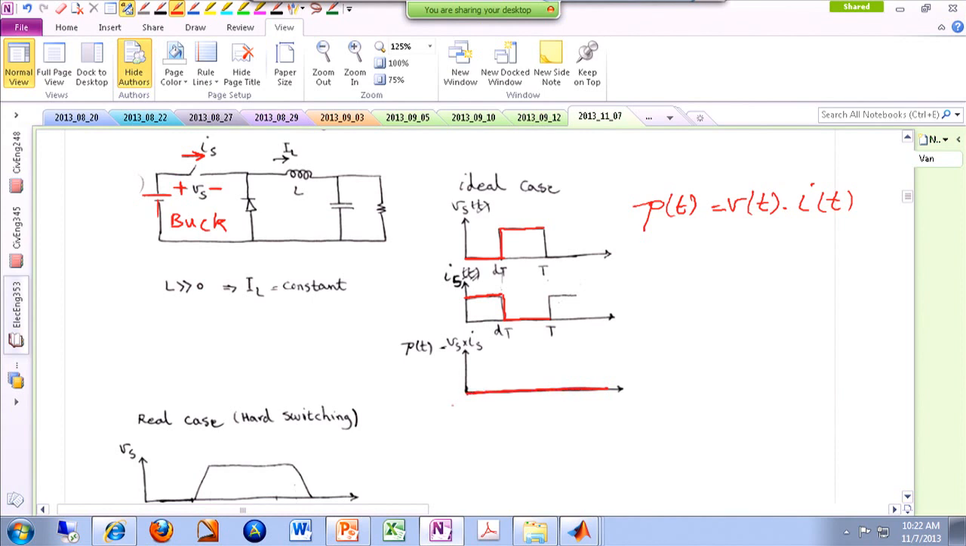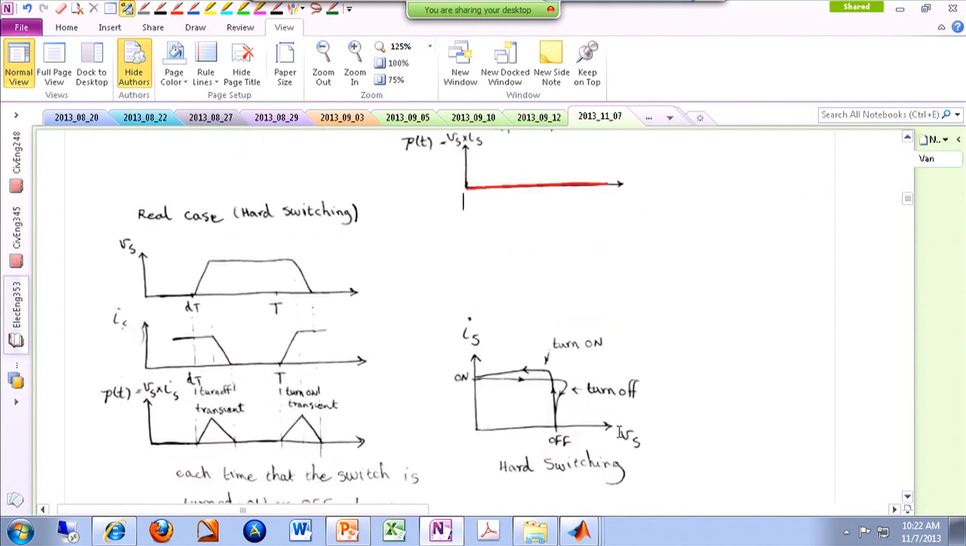What does that indicate? The indication is, ideally, you're not really losing any power in this switch. This switch is 100% efficient. So this is the ideal case. What happens in a real case? Here is what happens in a real case.